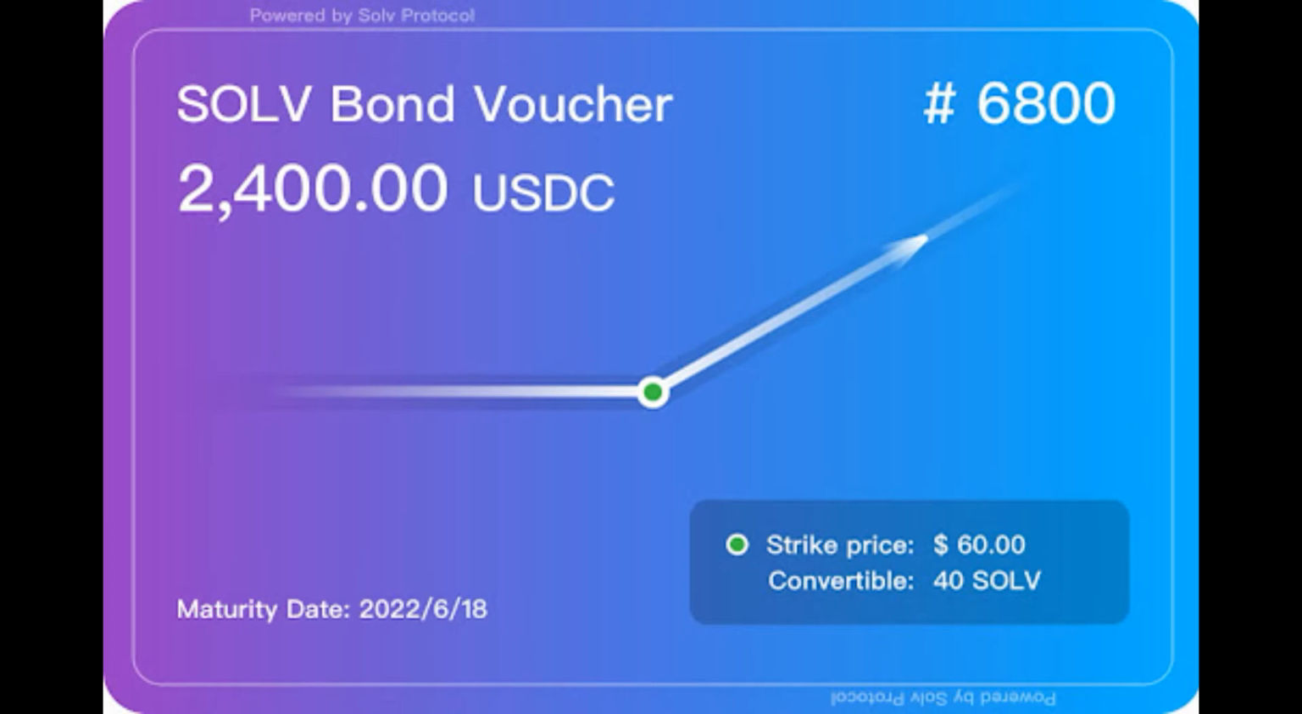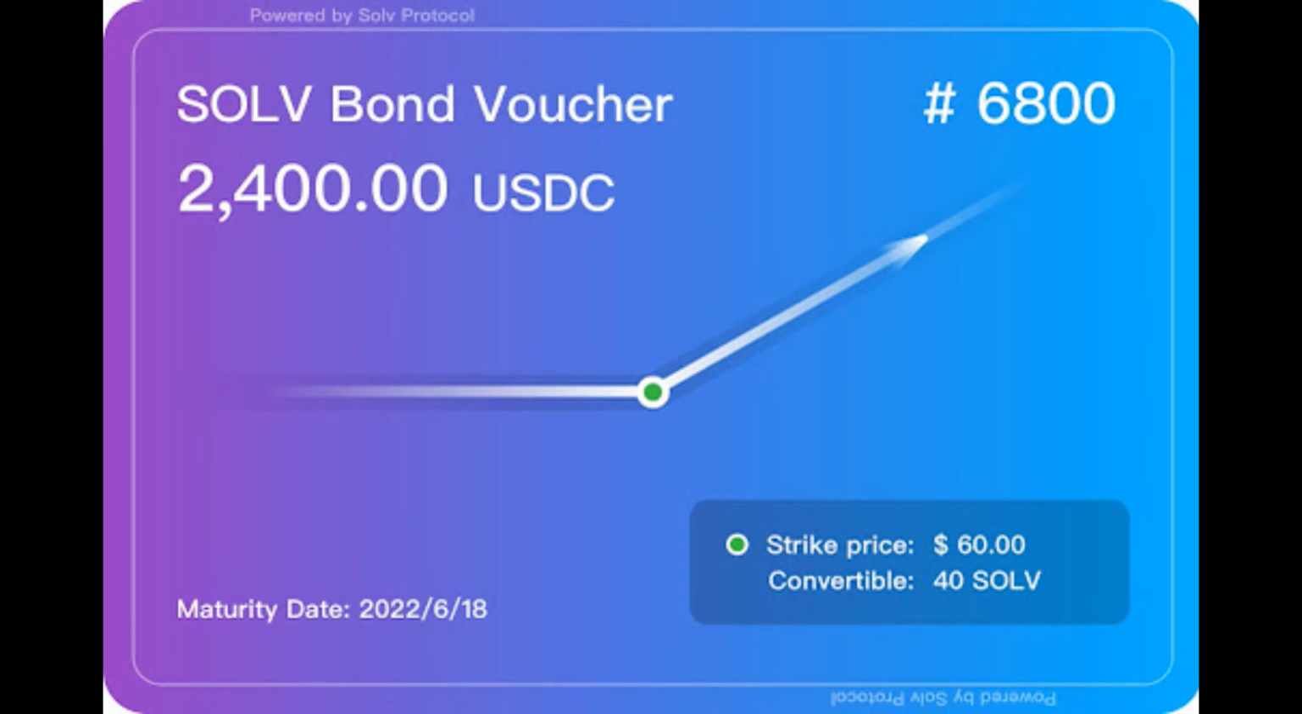So you purchase it at the price of $2,000, but you get back $2,400. So you can earn $400, right? That's the interest. So that's why we call this a zero coupon bond. But it's not just a bond, but also an option embedded into this NFT.